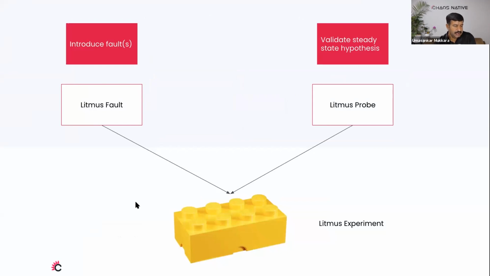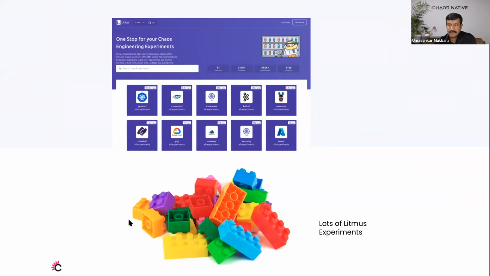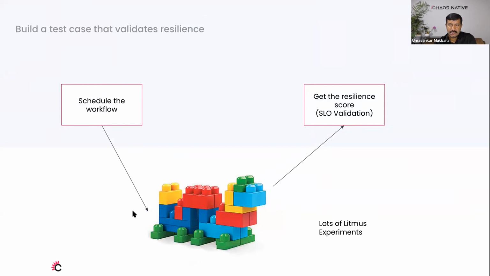So what we recommend to contributors is to try to contribute some Litmus experiments in your own area of expertise. You may be a database expert, or an application expert in some other area. You may know a way to introduce a fault in that. So how to introduce that fault, and use a Litmus probe to validate the steady state hypothesis when that fault happens. We have a lot of such experiments, and you can use those experiments to build a chaos scenario later on.